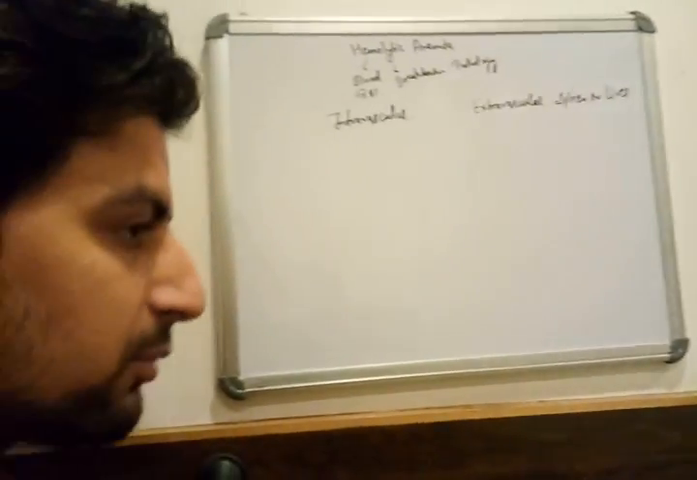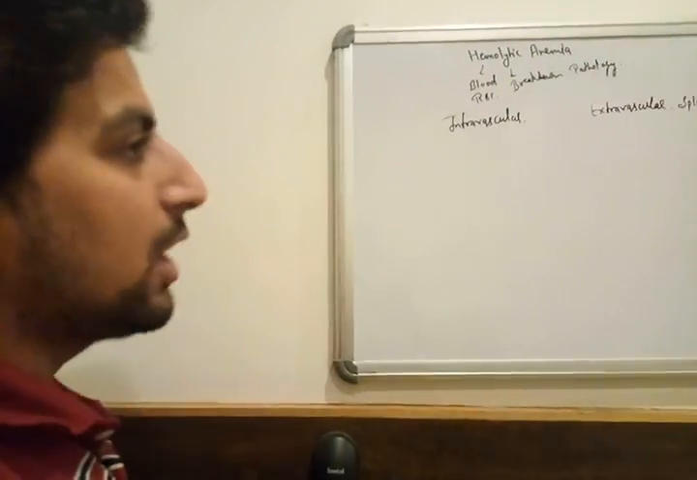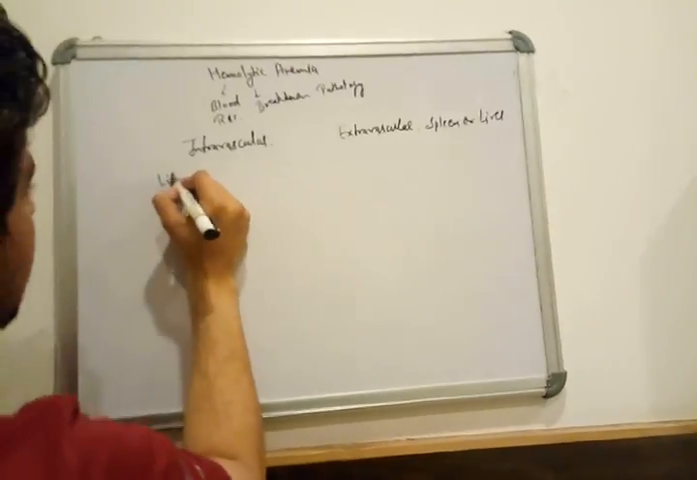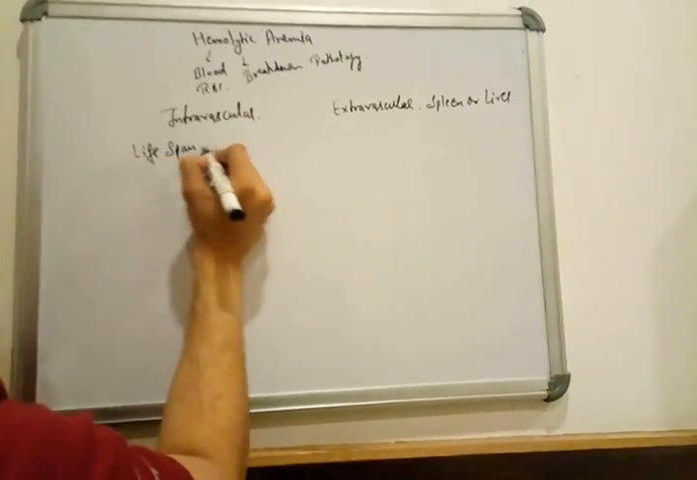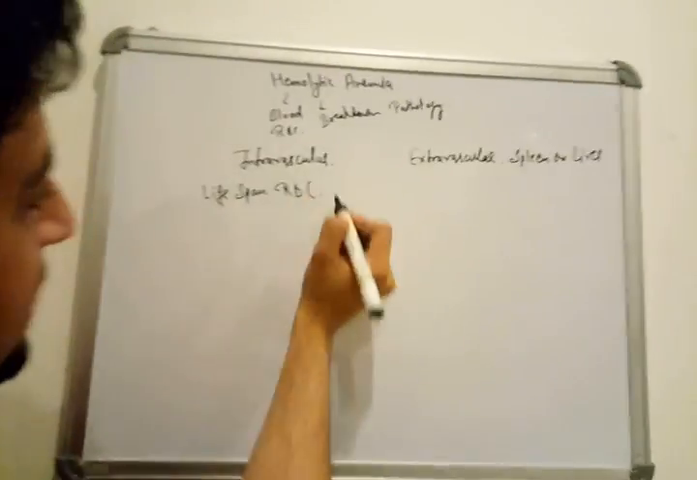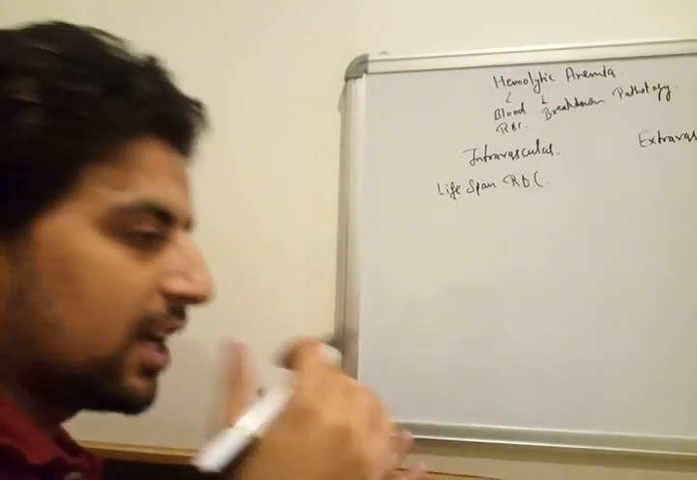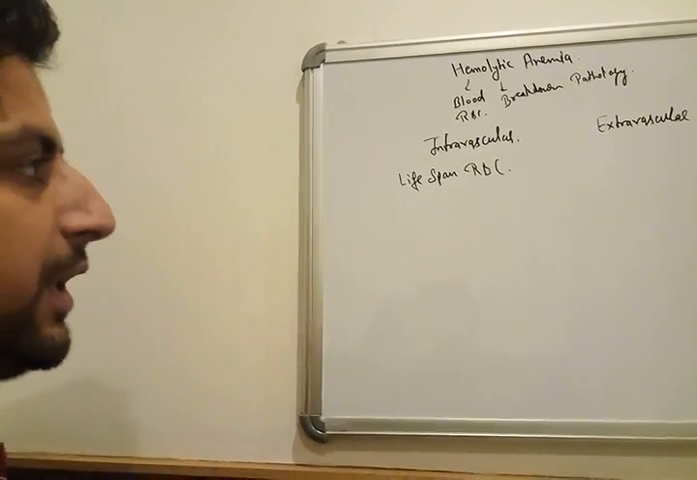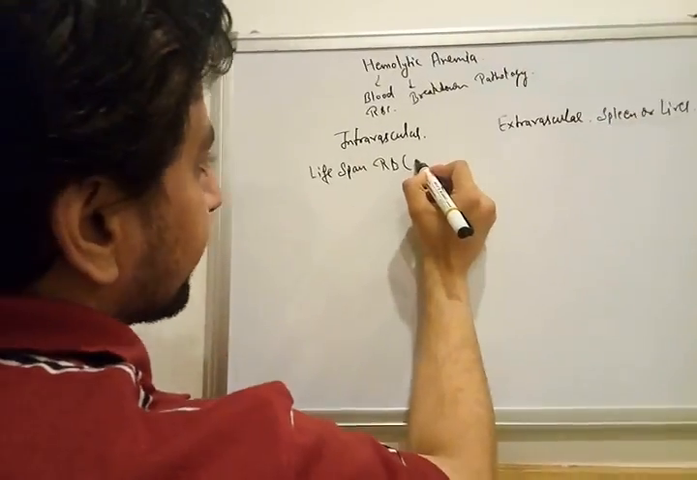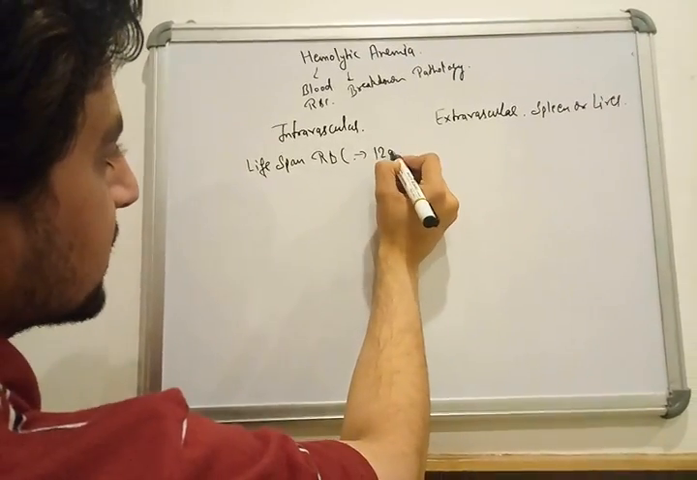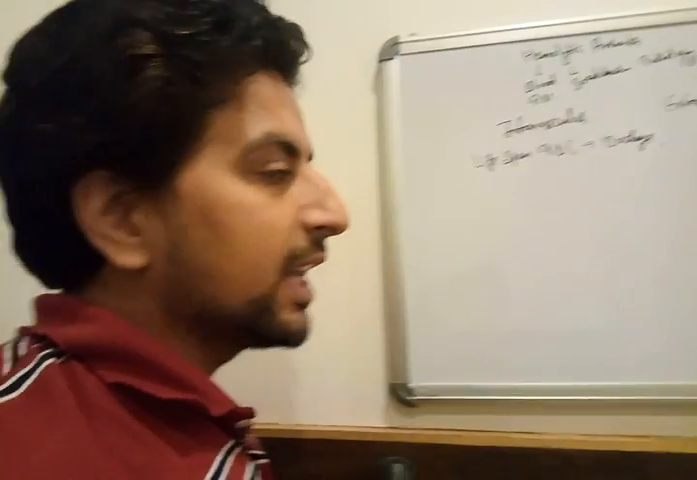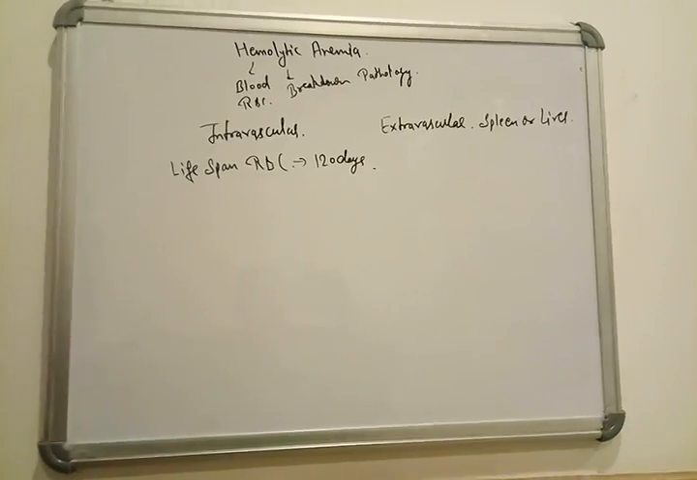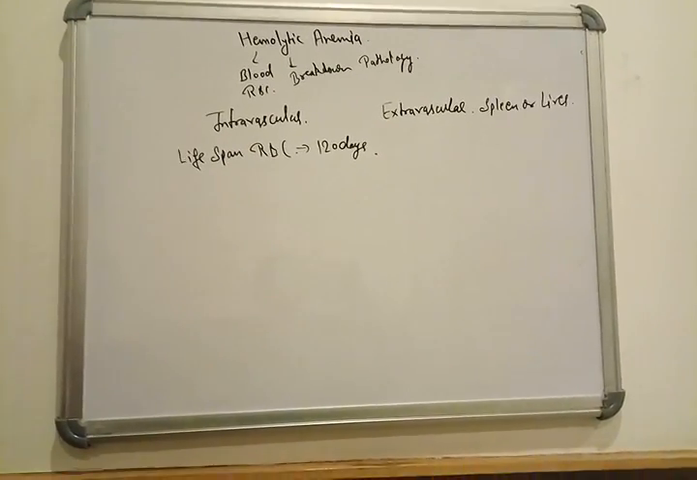So what kind of symptoms occur when the RBCs break down? You know how much the lifespan of RBC is? RBC means red blood cells, my dear friends. RBCs are located inside with hemoglobin. Red blood cells live 120 days. And what happens in hemolytic anemias? Here the lifespan of RBC is less because they break down earlier due to some pathologies.